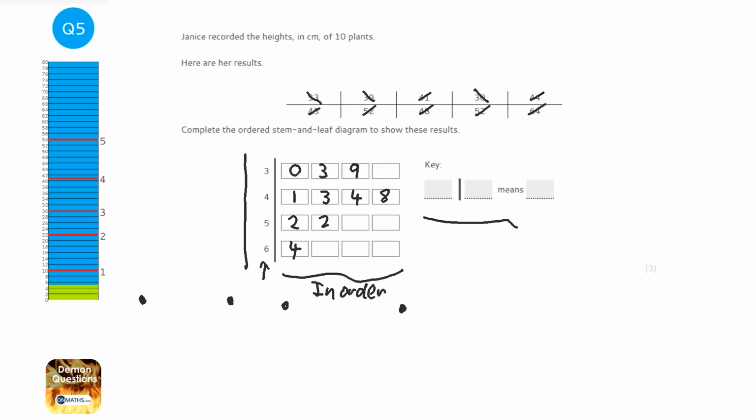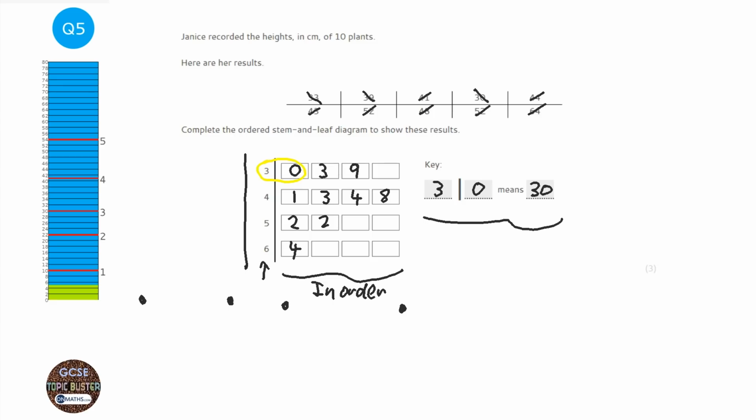Now the key is just pick a value, any value. I always pick the one at the top left, but it can be any value. It doesn't even have to be a value on there. And you do 3 line 0, which I've just copied the bit I've done in the yellow, means 30. Now you might ask, why do we need that? Because it's always going to be 30.